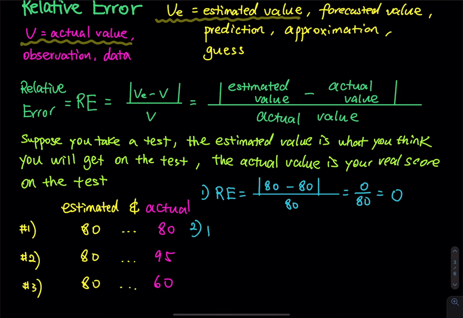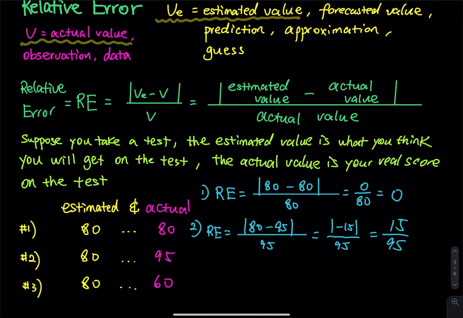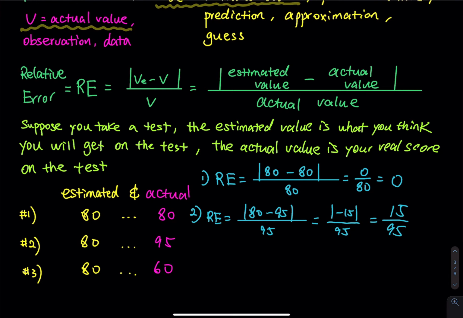For number 2, we have relative error equal to a fraction bar first. We have 80 minus 95 and then divided by 95. So we have the absolute value of negative 15 divided by 95. Take the absolute value, you get rid of the negative, so 15 divided by 95. Let me just report every digit I see on my calculator. When I take 15 divided by 95, I have 0.15797947368. Let me make sure I got this right: 15, 78, 94, 73, 68.